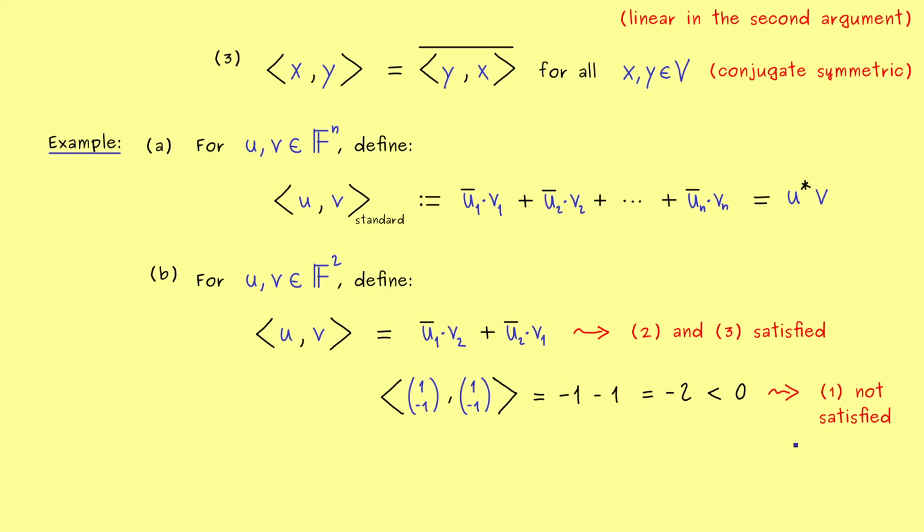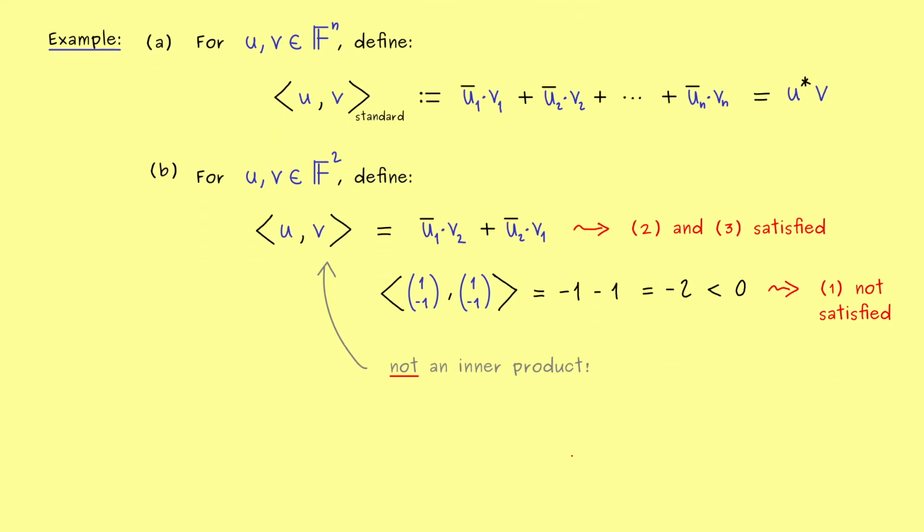So we can immediately conclude that this definition does not give us a positive definite map. Hence this thing here is not an inner product for F2. So this is a counterexample. An inner product really has to fulfill all the three rules.